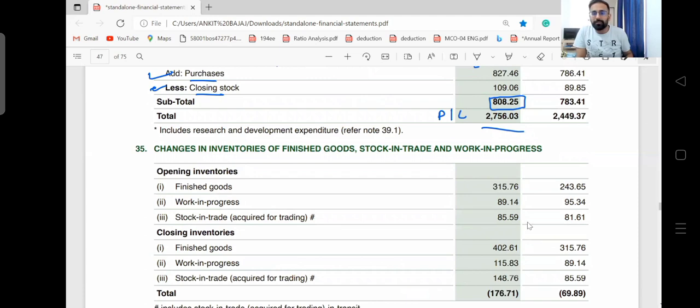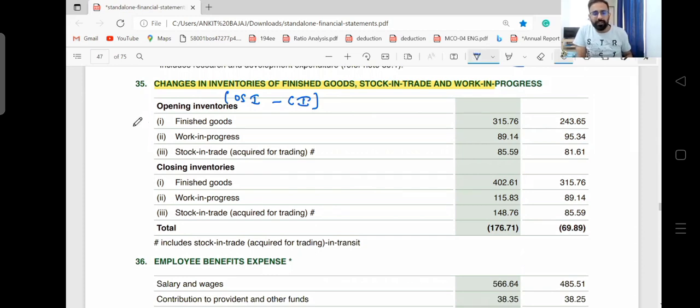After that, we have discussed changes in inventories of finished goods, stock in trade, and work in progress. And I have told you the formula. What is the formula? Opening stock of inventory minus closing stock of inventory. And they are doing the same thing here, right? We will see. You can see the formula.